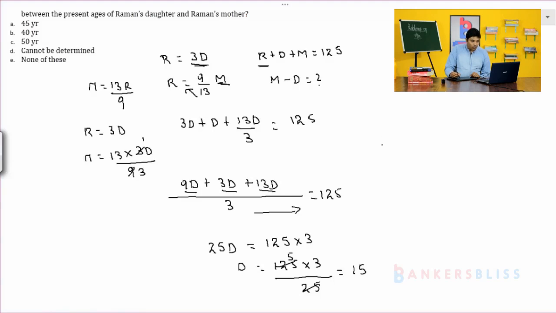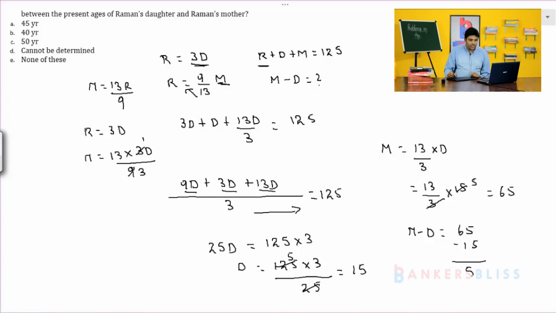and daughter. So mother is equal to 13 by 3 into D, which is equal to 13 by 3 into 15. So 13 fives are 65. So the difference between mother and daughter is equal to 65 minus 15. So the answer is 50. Okay, option C is the right answer.